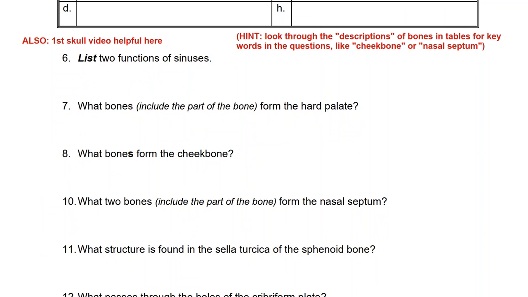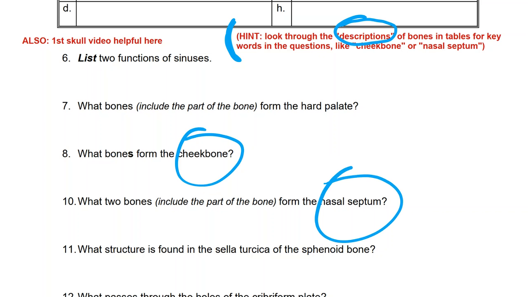You know, on page 118, page 126 of your lab manual, very helpful. I also want to draw your attention to this hint. I want you to look at the descriptions in the tables, because the tables of all the bones where you see the bone names and stuff, it has a cranial bone name, then it says important markings, then it says description. So look for words like cheekbone and nasal septum in the descriptions. That's where you're going to find this stuff.